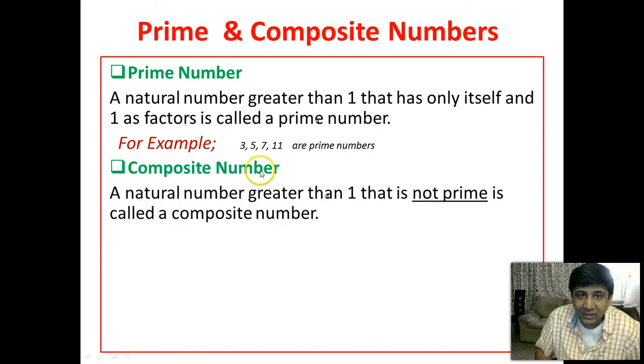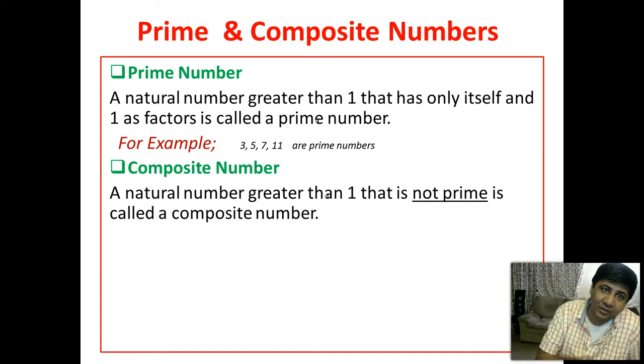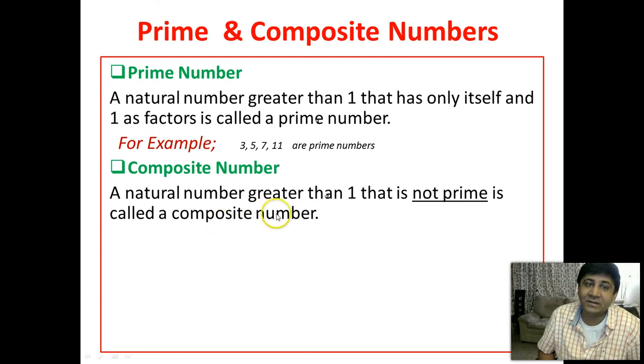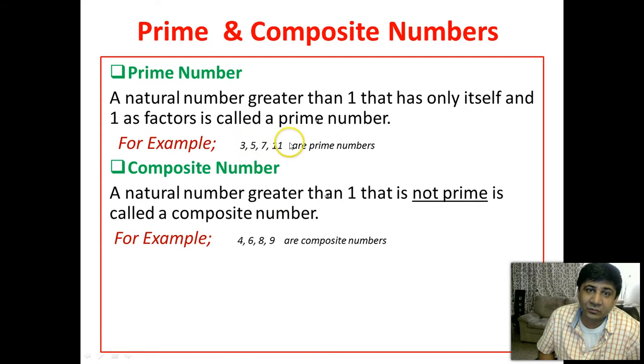Now, the next definition is a composite number. A composite number is all those numbers which are not prime. If a number is not prime, then it is a composite number. So 4 is not prime, 6 is not prime, 8 is not prime, 9 is not prime, so all these are composite numbers, and this list goes on and on.